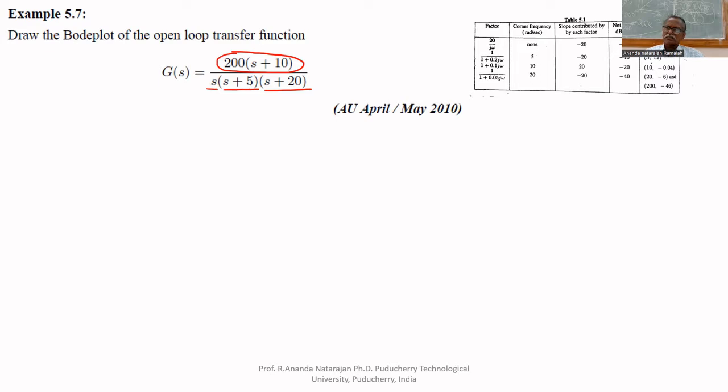The first step is we have to convert the given transfer function into time constant form. It is not in time constant form. That's why we have to convert this into time constant form first.